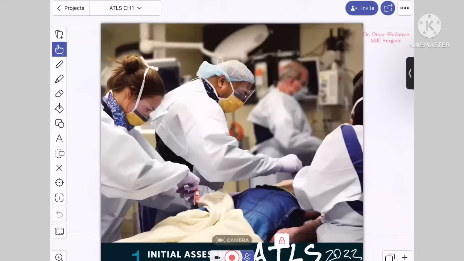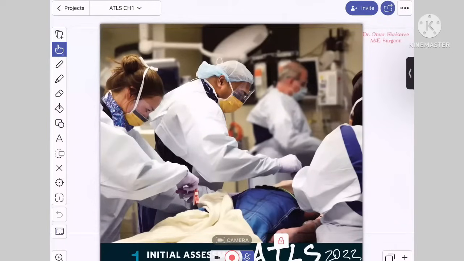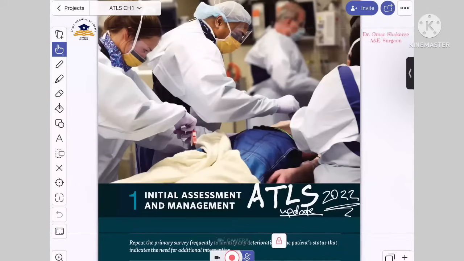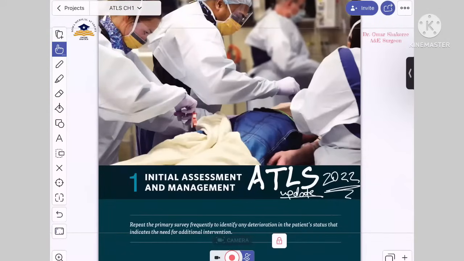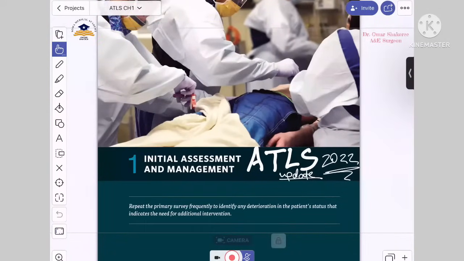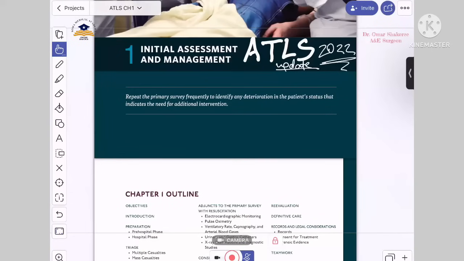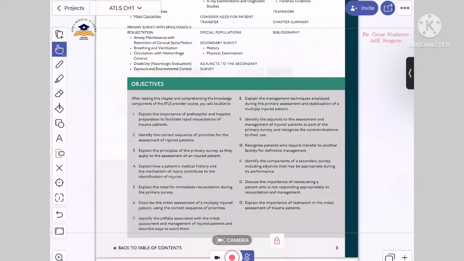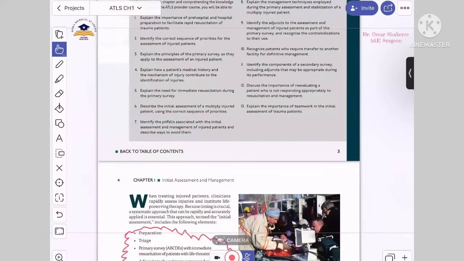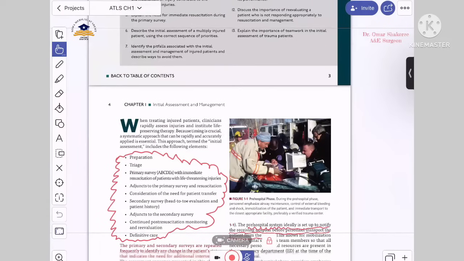Okay, as I shared with you the book of ATLS 10th edition, we will start with the first chapter, which is initial assessment and management. I will try to summarize the important points to you so you have to remember them.